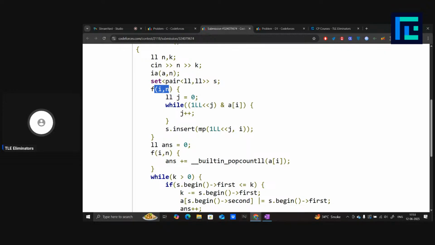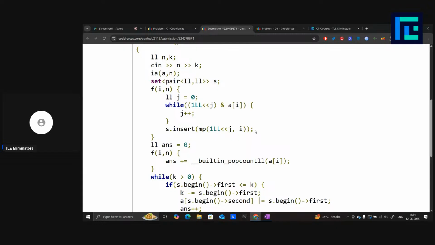I'll iterate through the array for int i equal to 0, i plus plus. And this is my pointer j to find the lowest bit which is 0. So while the jth bit of a[i] is 1, I'll do j plus plus. So at this point, the jth bit is 0. It is the first non 1 bit. So I'll insert 2 to the power j, comma i, the value and the index.